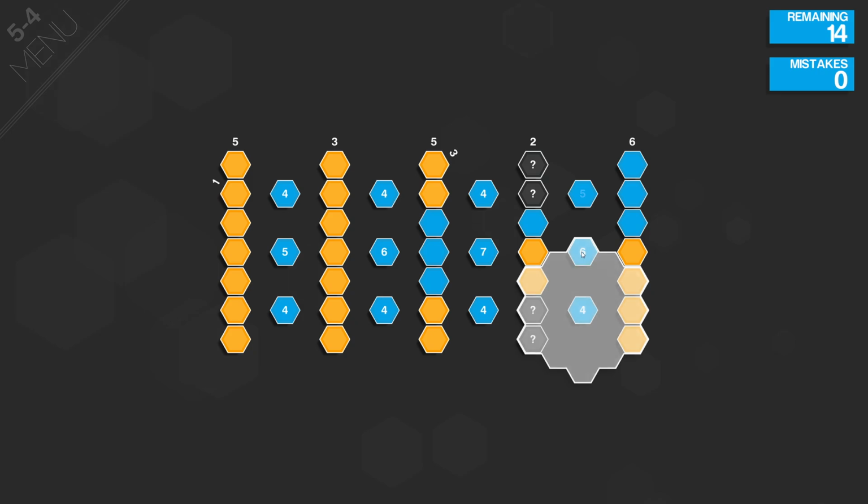This 6. This 4 has 1, 2, 3, 4. We need 2 more. This 6 needs 2 more. And this length needs 2 more. But it can't be both of these. So this 6 actually has 1, 2, 3, 4. 1 of these for 5. And 1 of these for 6.